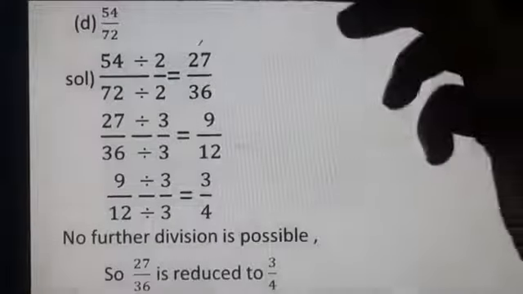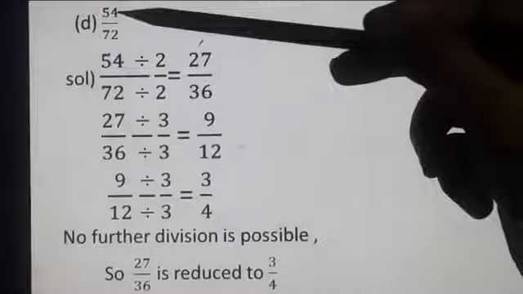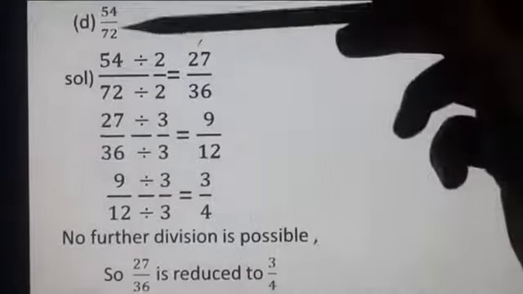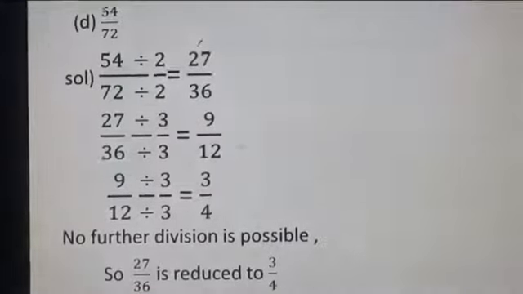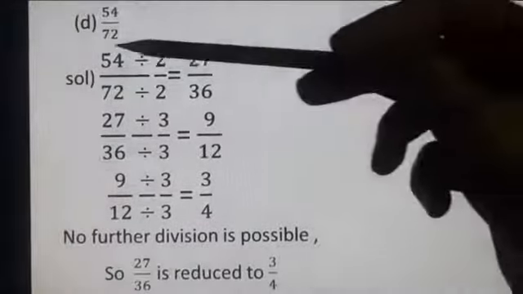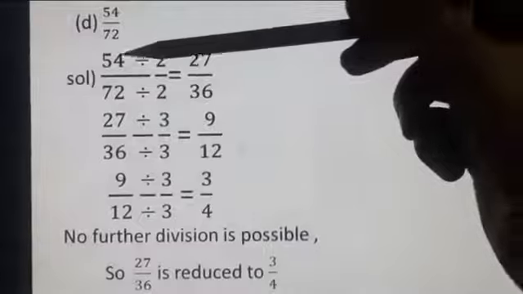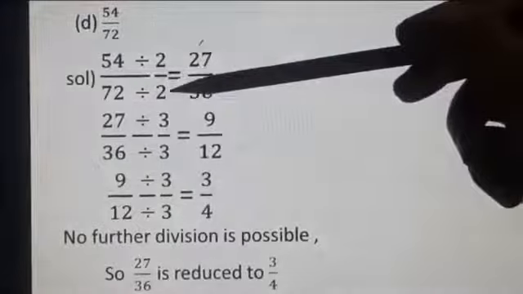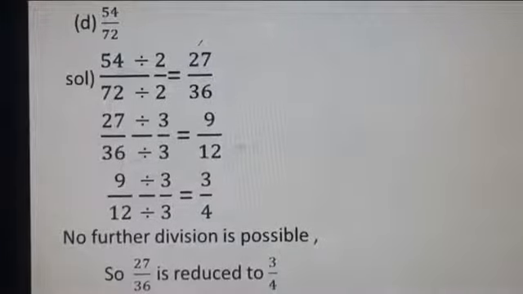See this D part. 54 upon 72. Clearly visible by looking at the numerator and denominator that both are even numbers. So we can divide this by 2. So we have started dividing it by 2 because we have to change it into lowest form. So 54 divided by 2, 72 divided by 2. When dividing 54 by 2, 2 2s are 4, 2 7s are 14, so it is 27. 72 divided by 2, 2 3s are 6, then 2 6s are 12. So it is now converted to 27 upon 36.